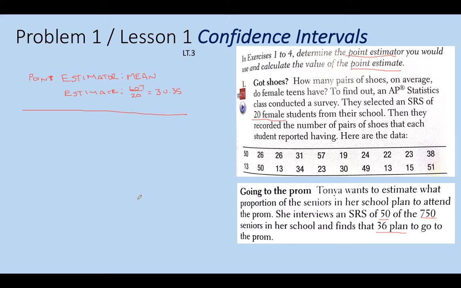People either want to go or they don't want to go, and so the estimator is not going to be mean. We would say it's the proportion. And the estimate is going to be the proportion that are planning on going, and that's 36 out of the 50, so that would be 0.72 or 72%. So hopefully that clears up any confusion that you had about estimators and point estimates.